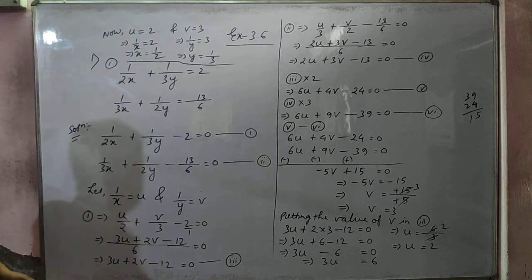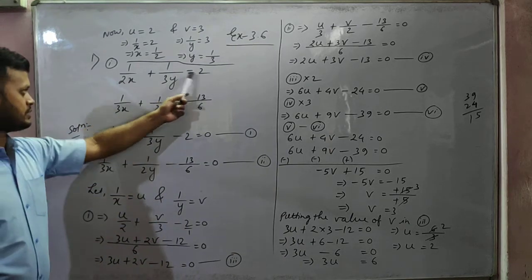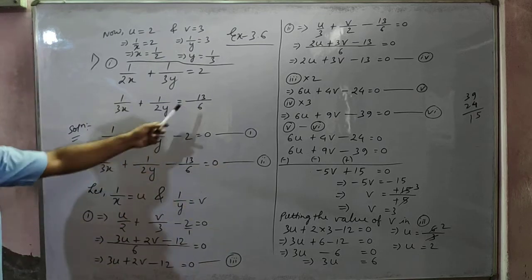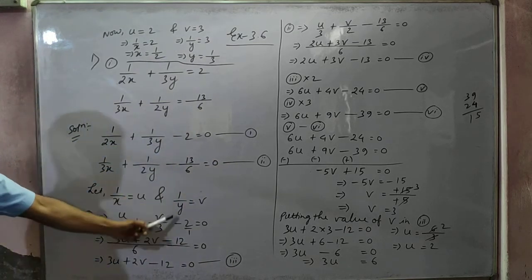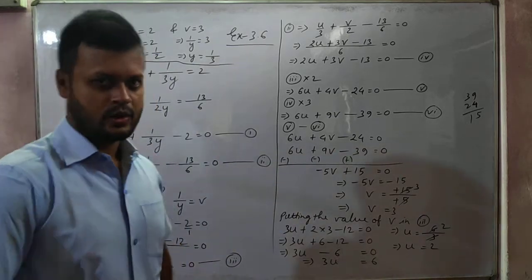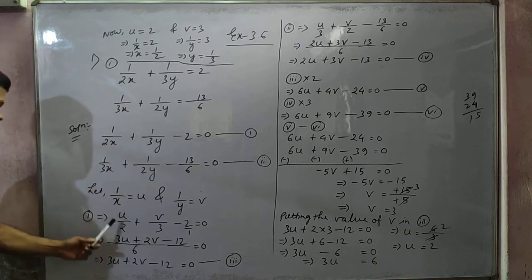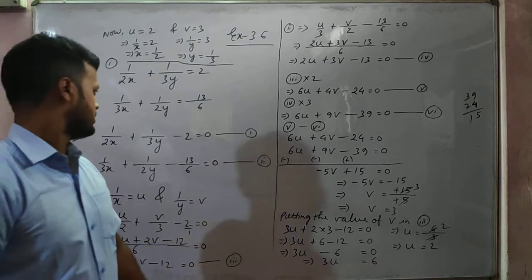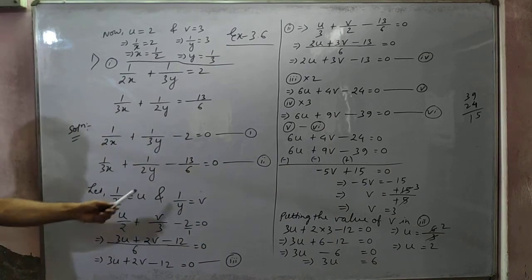So here, students, we are considering that 1 by x is equal to u. This 2 we are bringing to the left hand side, marking number 1. This 13 by 6 we are bringing to the left hand side, we are marking it 2. Let 1 by x is equal to u and 1 by y is equal to v. Okay. So if 1 by x is u and 1 by y is v, then 1 by 2x will be what, students? Meaning of 1 by x is u.